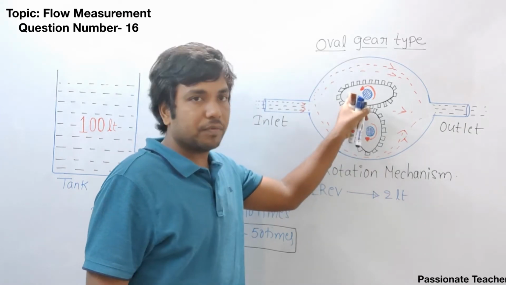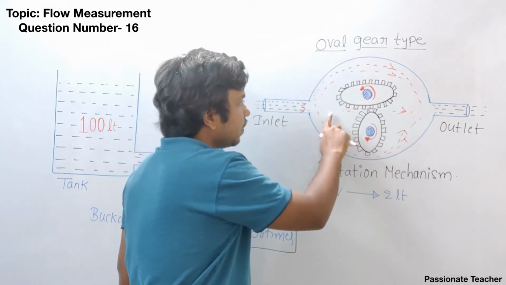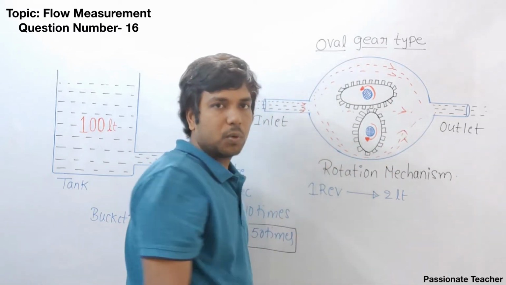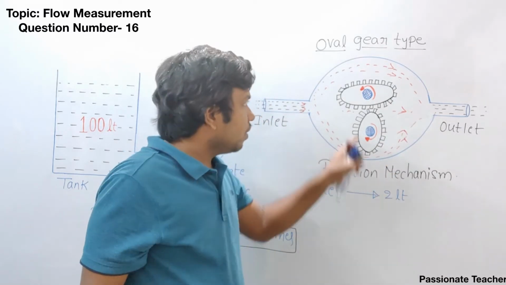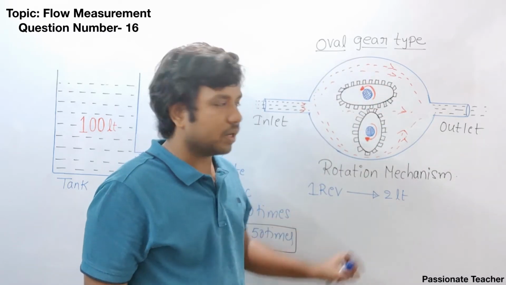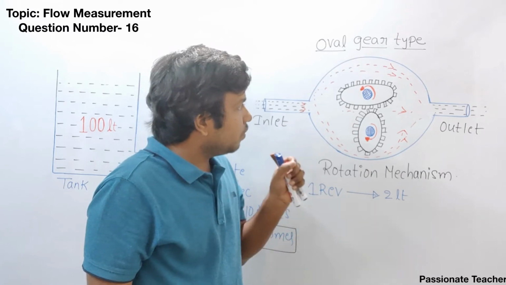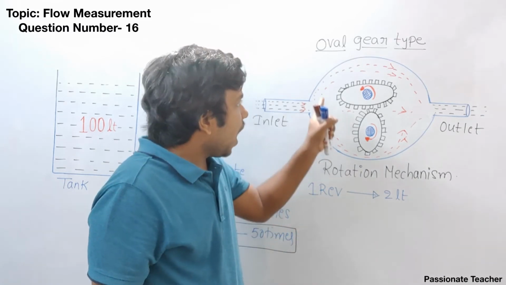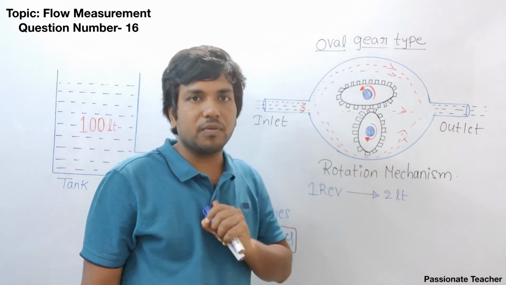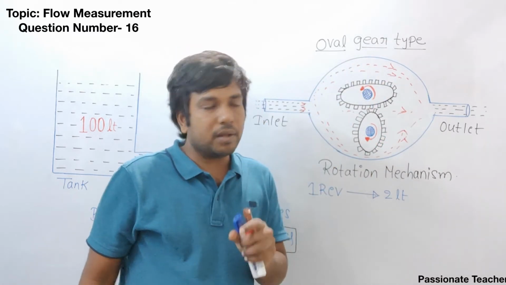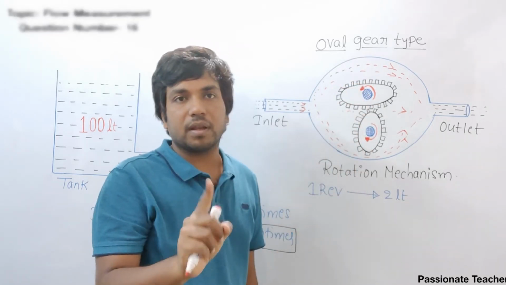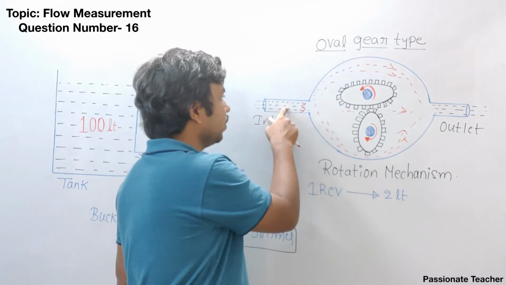Let us assume a situation like this. For 1 revolution of this wheel, the liquid that is displaced from this side to this side is equal to 2 liters. So what does it mean? For every 1 revolution, this total chamber can displace 2 liters of water. From here, it is very easy to understand the flow rate. As the volume displaced by this chamber is always fixed, if you can calculate the number of revolutions made by these wheels in 1 second, then we can identify the flow rate of the fluid.